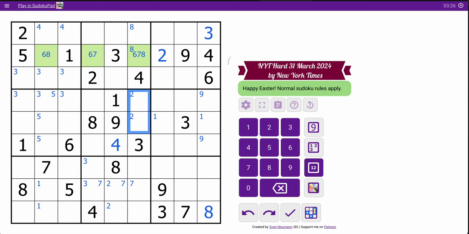1, 3, 4, 8, 9. I need 2, 5, 6, and 7, which that's only 5 or 7. That's 5, 6, or 7. That's 2, 6, or 7. This is 2, 6, or 5. Was not helpful, but 5 can't be there, so 5 is up here.